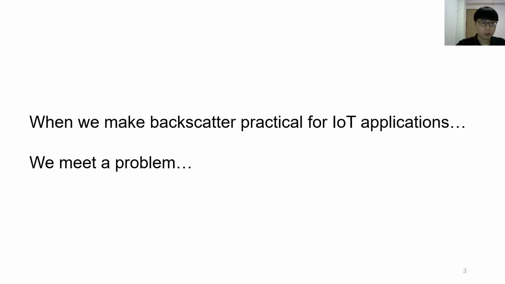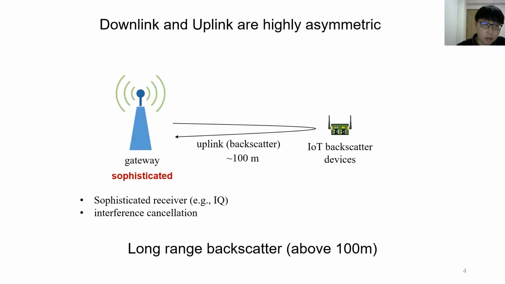However, when we attempt to make backscatter practical for IoT applications, we meet a problem. The problem is that the downlink and uplink of backscatter systems are highly asymmetric. Let's first look at the uplink. As we know, the receiver of the uplink is a gateway. The gateway can be designed to be sophisticated, to receive noisy signals and do interference cancellation. So even if the signal travels twice the distance, we can still achieve long-range backscatter above 100 meters.